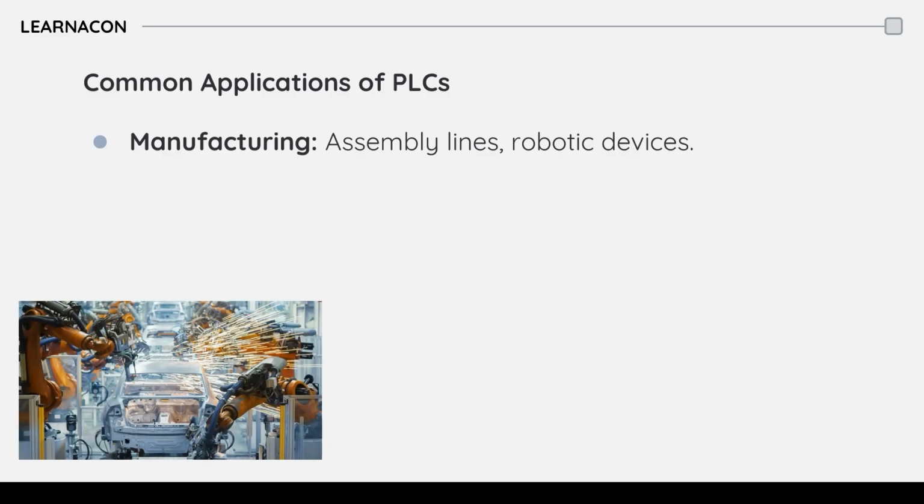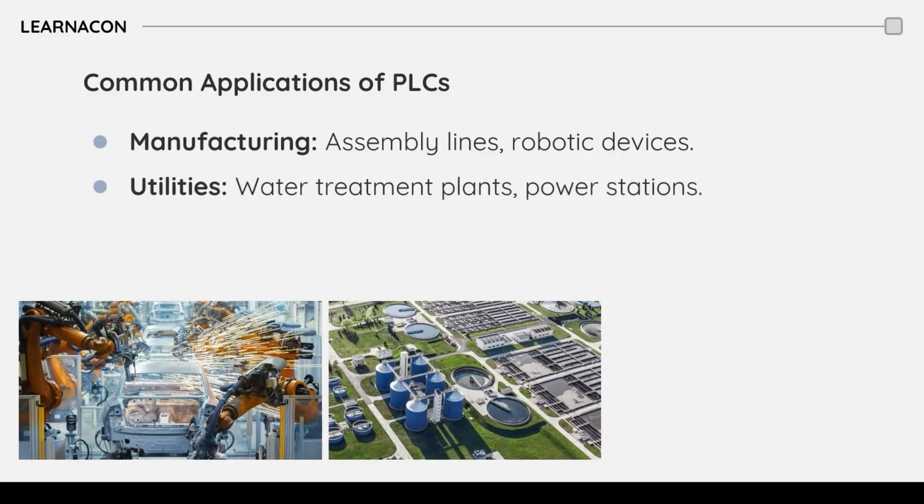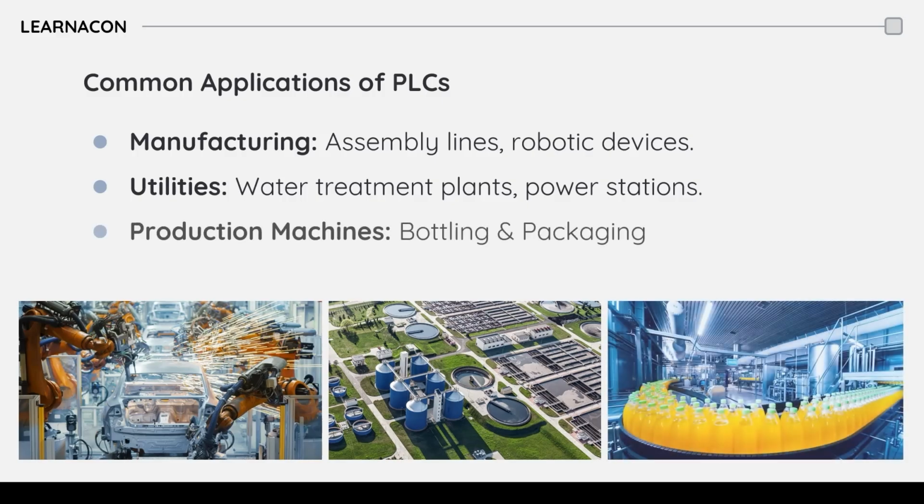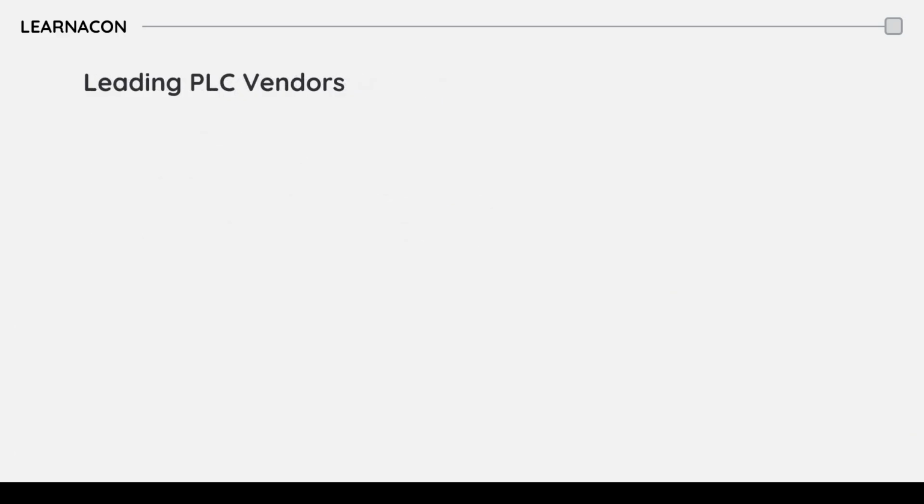Now let's look at some real-world PLC applications. PLCs are everywhere. They are used in manufacturing assembly lines and robots, in utilities like water treatment plants and power stations, and in production machines like bottling and packaging.